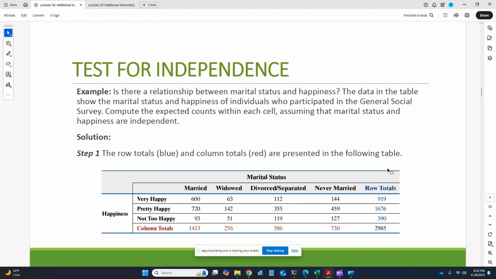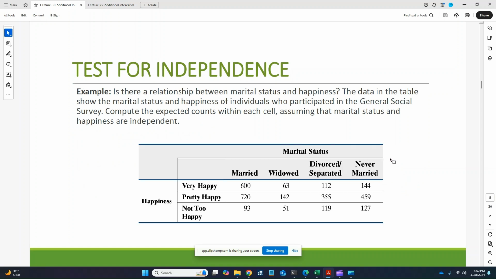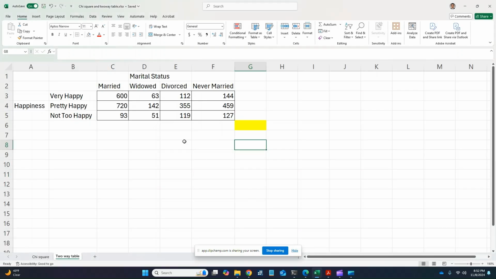So now we can calculate the expected distribution for these two variables. What we have here is observed. To calculate the expected distribution under the assumption that these two variables are independent, first we need to calculate the row sum and column sum. So we can use an Excel file where I have already entered the data to calculate the sum across rows and the sum across columns.